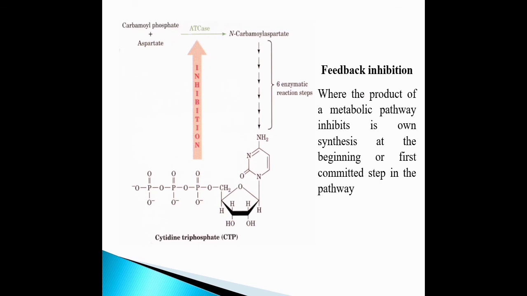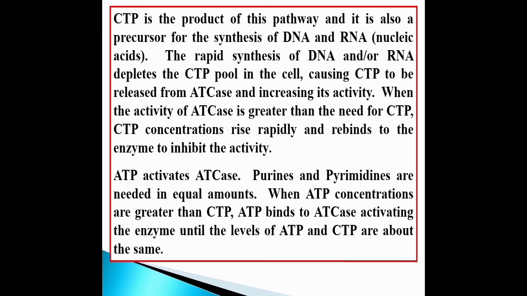Feedback inhibition is where the product of a metabolic pathway inhibits its own synthesis at the beginning or first committed step in the pathway. CTP is the product of this pathway and it is also a precursor for the synthesis of DNA and RNA nucleic acids. The rapid synthesis of DNA and/or RNA depletes the CTP pool in the cell, causing CTP to be released from ATCase and increasing its activity.